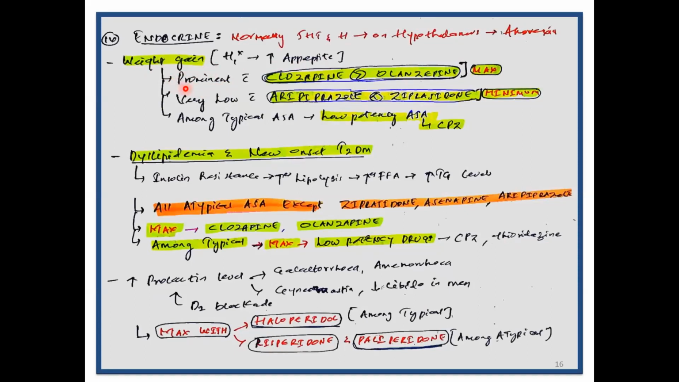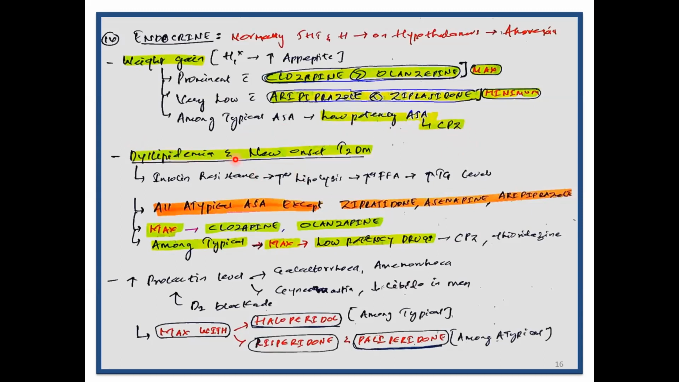It has been seen to be prominent with clozapine and olanzapine, which have the maximum tendency among the atypical antipsychotics to cause weight gain, and very low with aripiprazole and ziprasidone. Among the typical antipsychotic agents, the weight gain is maximum with the low potency antipsychotic agent, that is chlorpromazine.